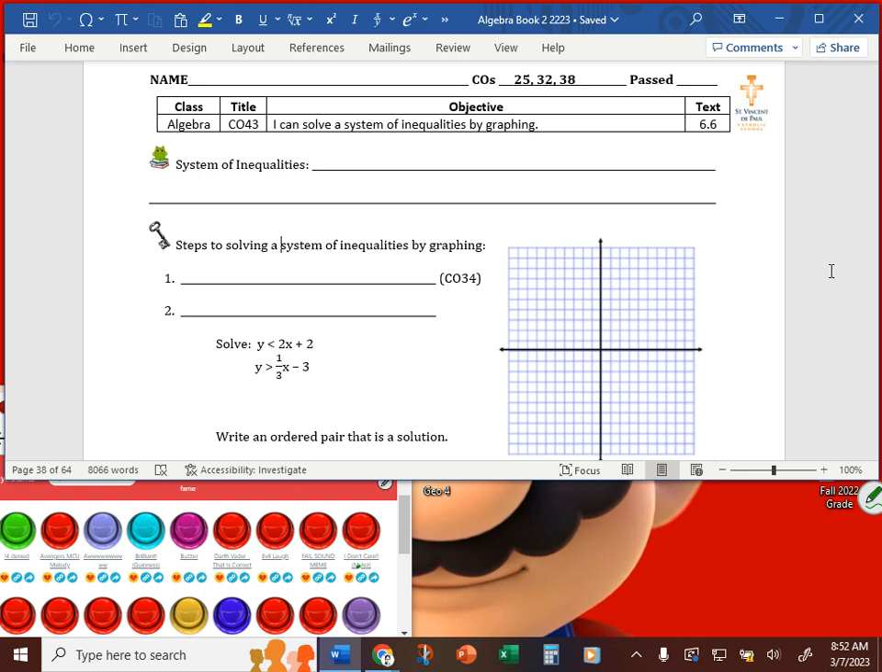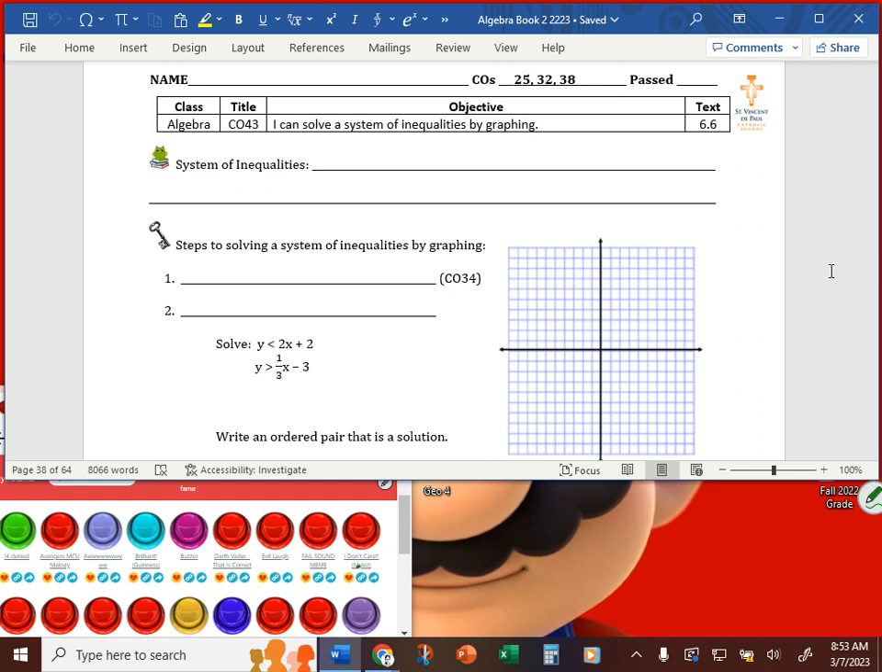We've spent so much time on a system of equations, right? We solve them by graphing, we solve them by substitution, we solve them by elimination. It is now time for the inequalities, okay? And a system of inequalities, similar to a system of equations. How would you define a system of inequalities? What's your opening guess?